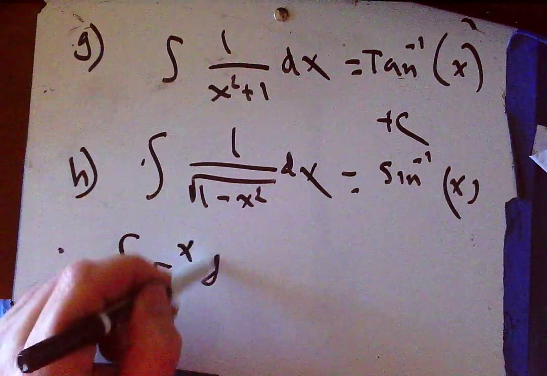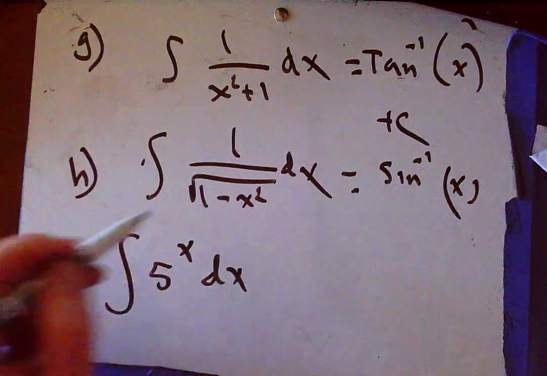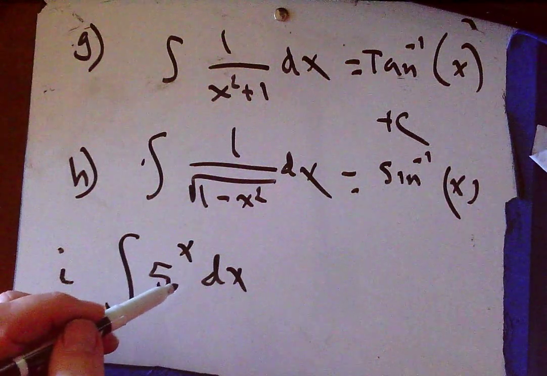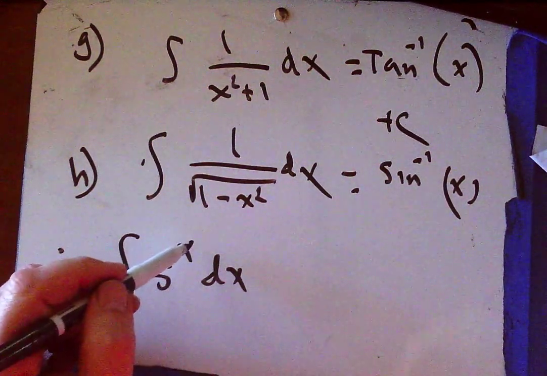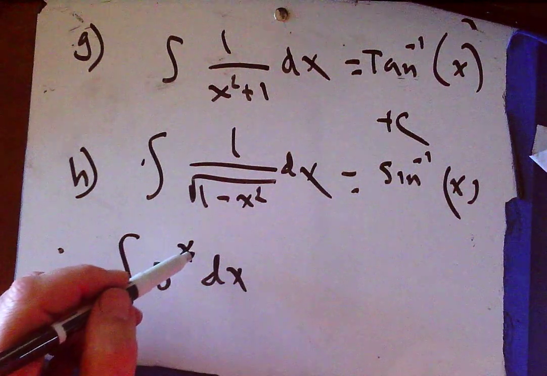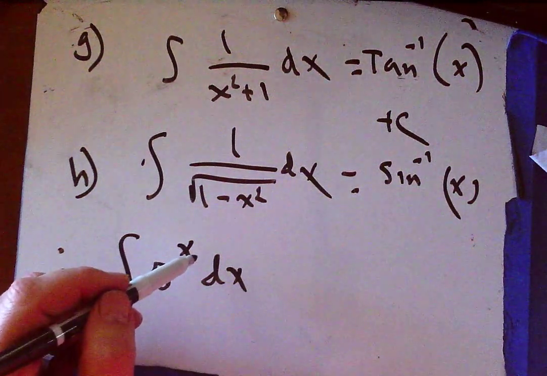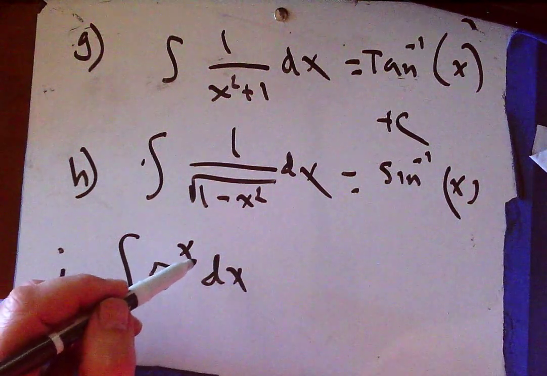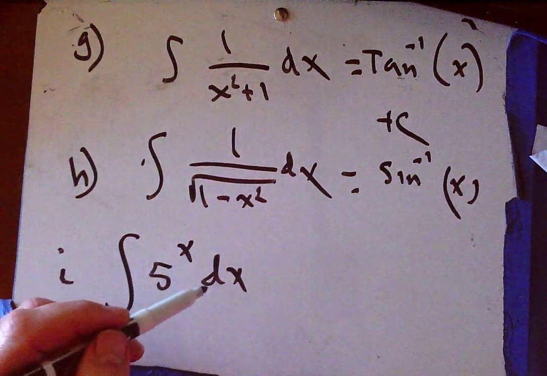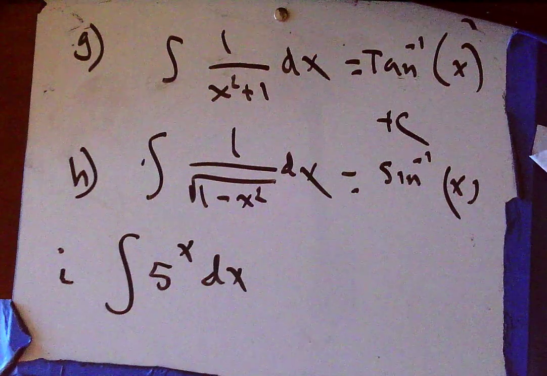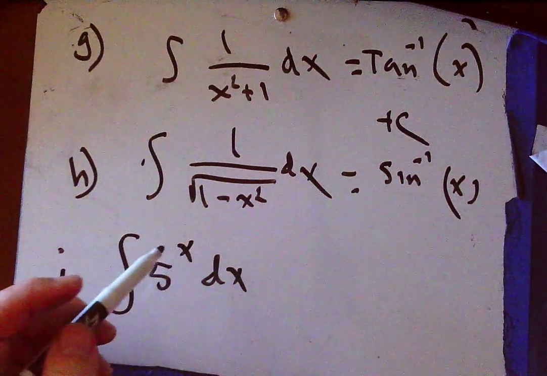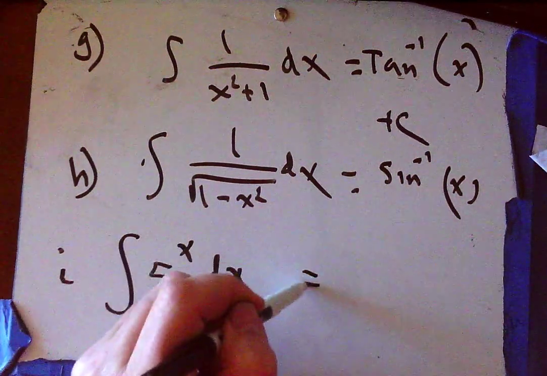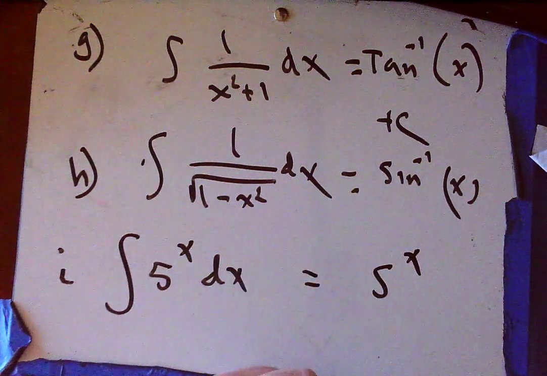And we have 5 to the x dx. All right, so how do I do the antiderivative here? It's not a question of adding 1. It's not a question of adding 1. This is not a power function. This is not a polynomial. This is an exponential. And so please don't turn it into a polynomial where you want to add 1 up here.